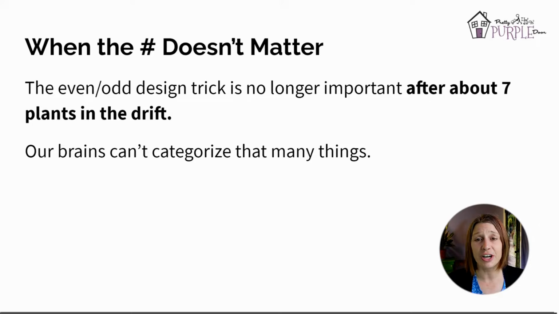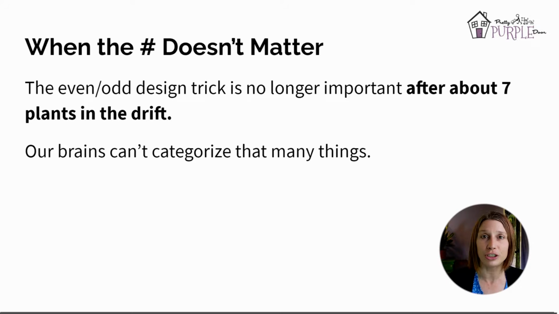So when does the number of plants, odd or even, not matter? There is a point where our brains can't really determine how many plants are in a drift, and that is after about 7 plants. So if you're doing groups of 3, 5, or 7, and then after that, it doesn't matter if you use 8, 9, 10, 11. It doesn't matter if the number is even or odd.